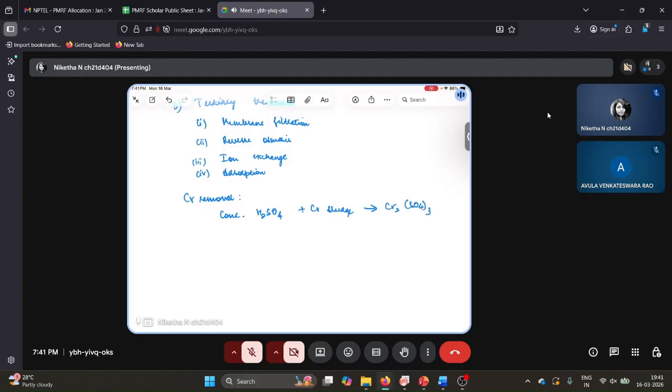This is in the form of a solution. So this chromium sulfate that is generated will be in solution, and the solution can be reused for the next batch. So that's the advantage of chromium recovery.